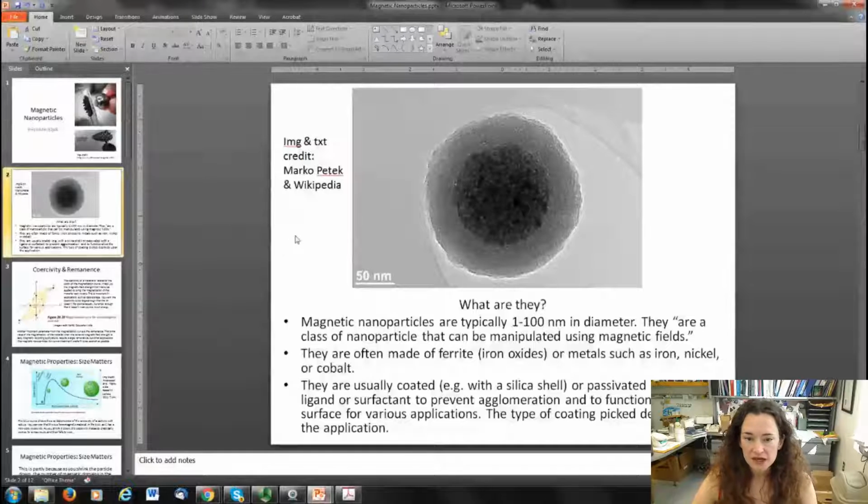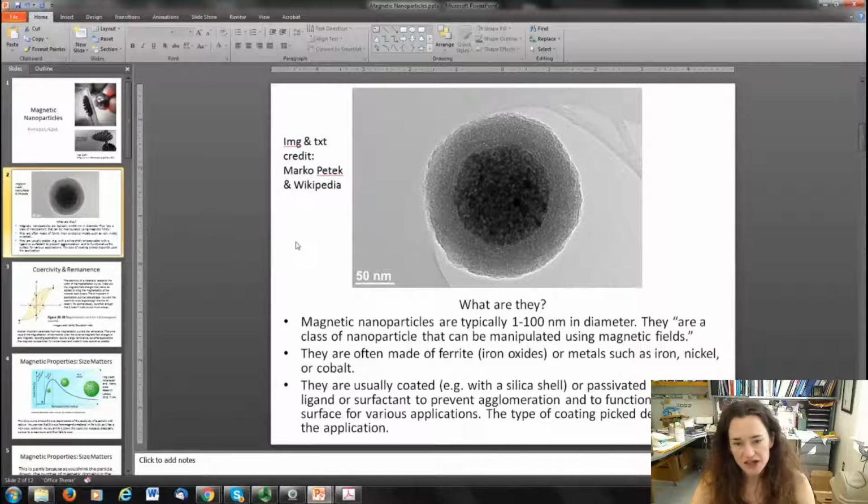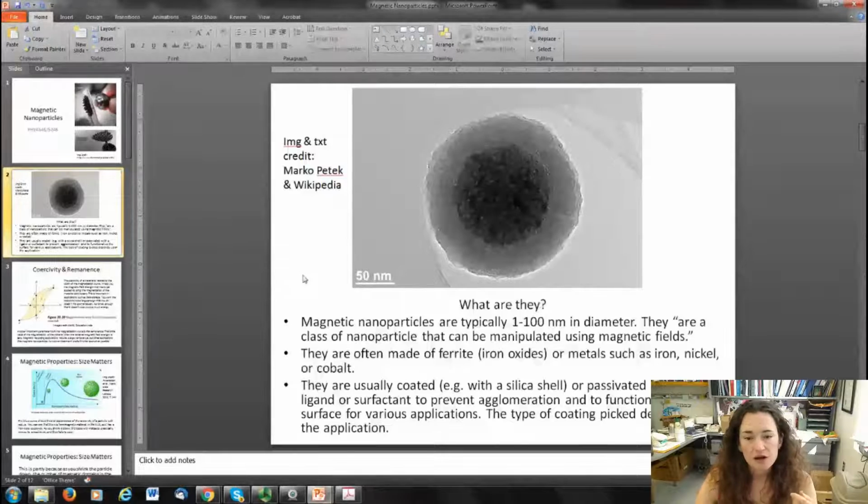Well, a magnetic nanoparticle is a particle that's typically less than 100 nanometers in diameter, and they're a class of nanoparticle that can be manipulated using magnetic fields. They're often made of ferrite, which is iron oxides, or metals like nickel, iron, or cobalt.